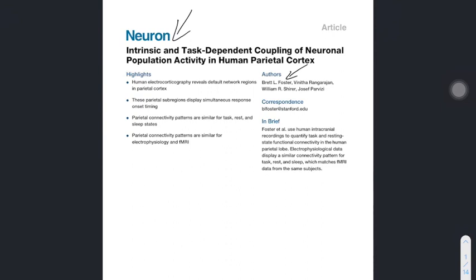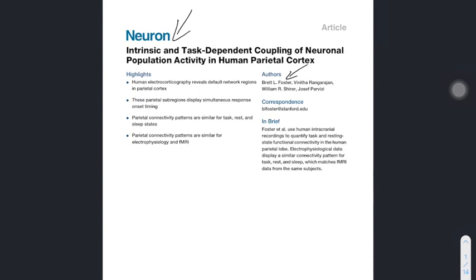The first author is Brett Foster, so I'm going to sort of refer to this as the Foster article. And another really important thing is to always use formal language when talking about articles and papers and studies, and realize that the article doesn't do anything. It's all the authors, right? So the authors conducted the study, the authors said this, et cetera, et cetera.